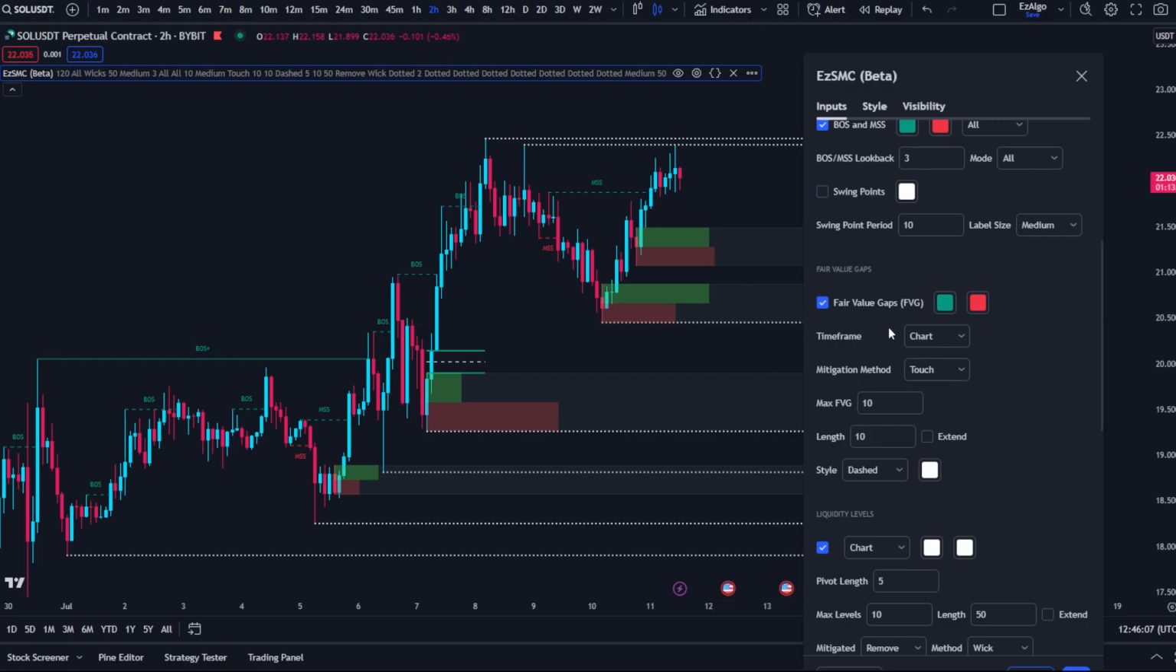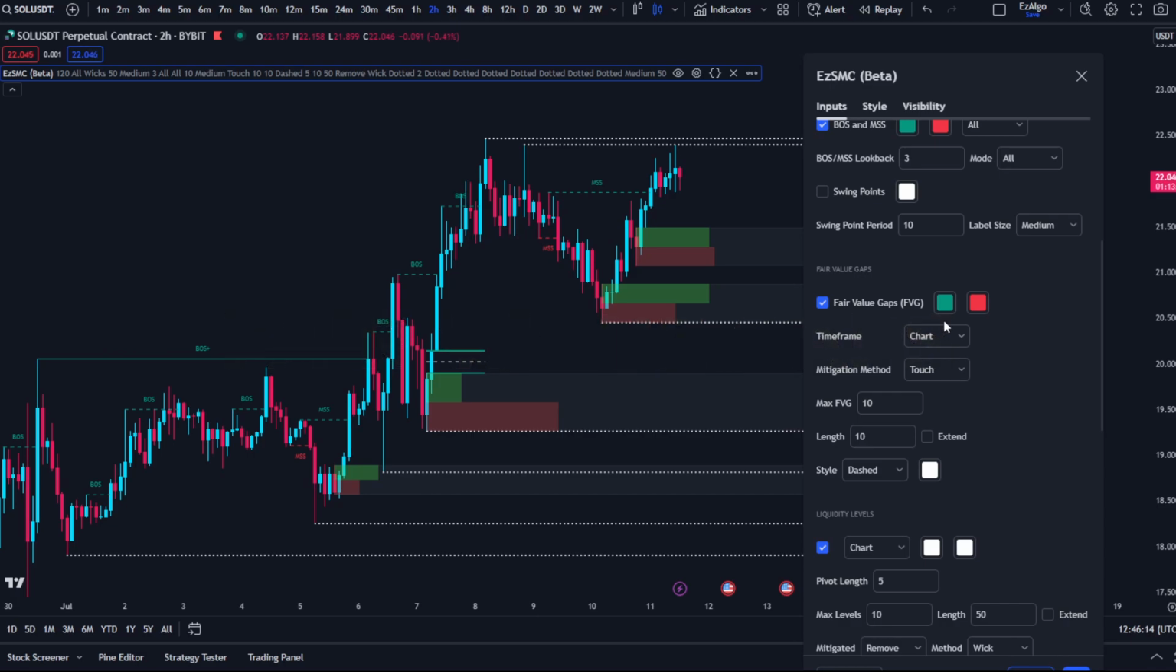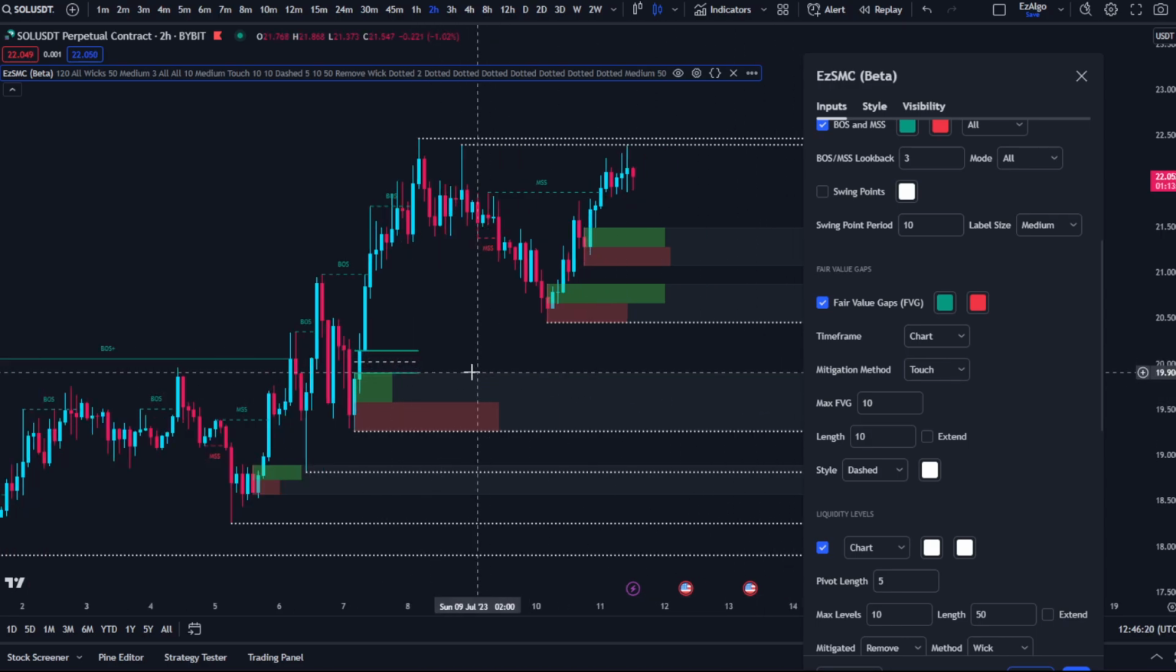Next, we have the fair value gaps. All right, so these are multi-time frame as well. So if you want to use higher time frame fair value gaps on the chart of your choosing, you can do so. But we've created these fair value gaps using the parallel channel, giving it this nice, sleek look, right? Very, very clean, doesn't clog up your chart too much. And the good thing about using the parallel channels is that you also have the midpoint clearly identified for you.